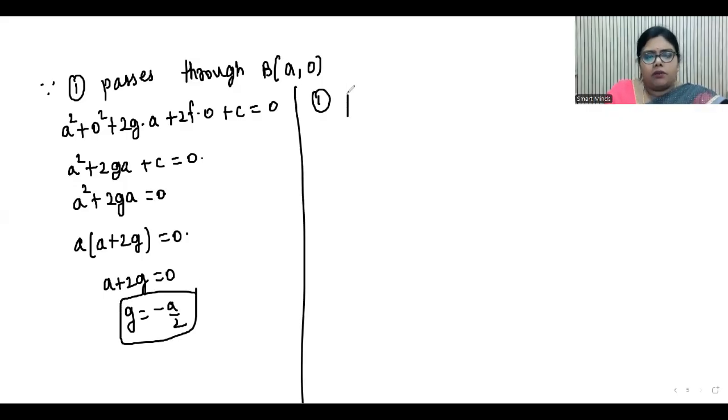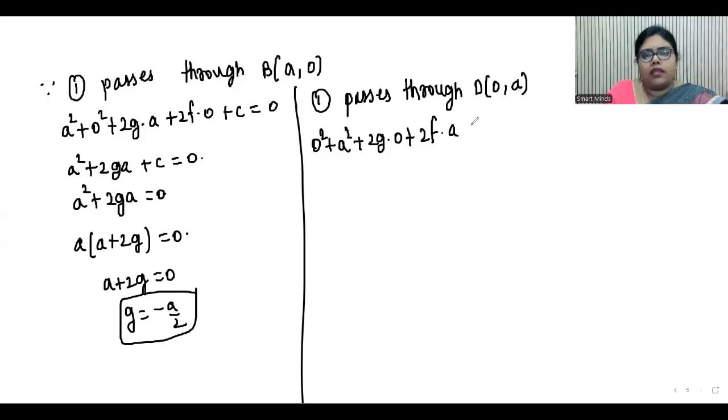Now equation number 1 passes through the fourth point, that is D, (0, a). In the place of x we can put 0 and in the place of y we can put a. So 0 square plus a square plus 2g into 0 plus 2f into a plus c is 0. So you get a square plus 2af plus c is 0. As c is 0, you can write a square plus 2af is 0.